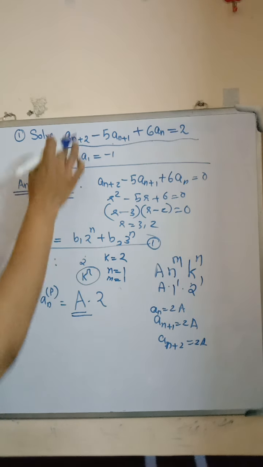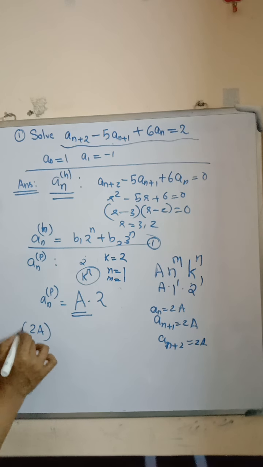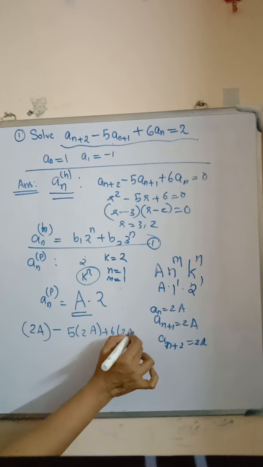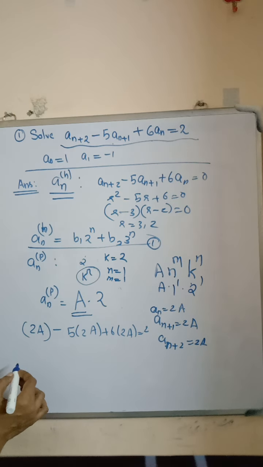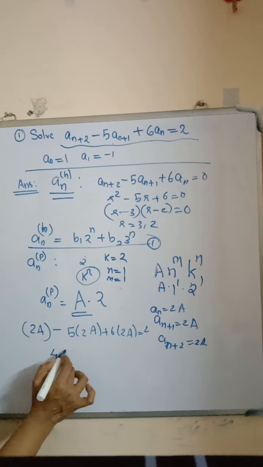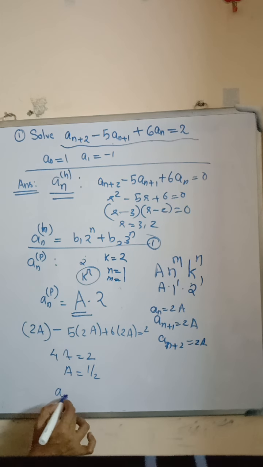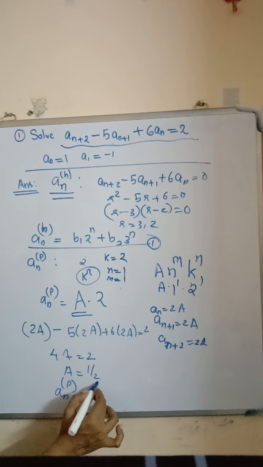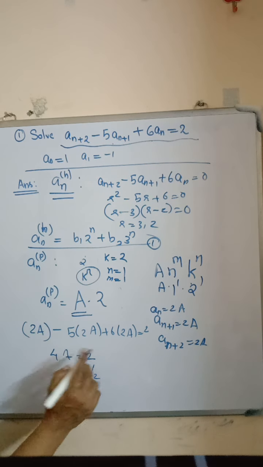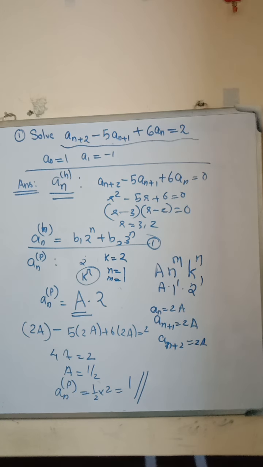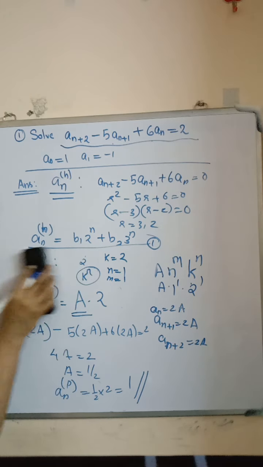Substitute these values in this equation. We get 2a minus 5 into 2a plus 6 into 2a equals 2. Solving, we get 4a is equal to 2, or a is equal to half. Therefore, the particular solution a n p is equal to half into 2, that is equal to 1. Therefore, the complete solution is the homogeneous part plus the particular solution, so plus 1.